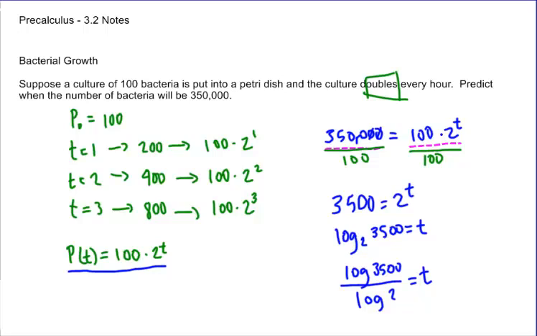But when I punch it into the calculator, I get 11.773. 11.773 what? Hours. And I'll also show you how you can find your point of intersection while using your calculator.